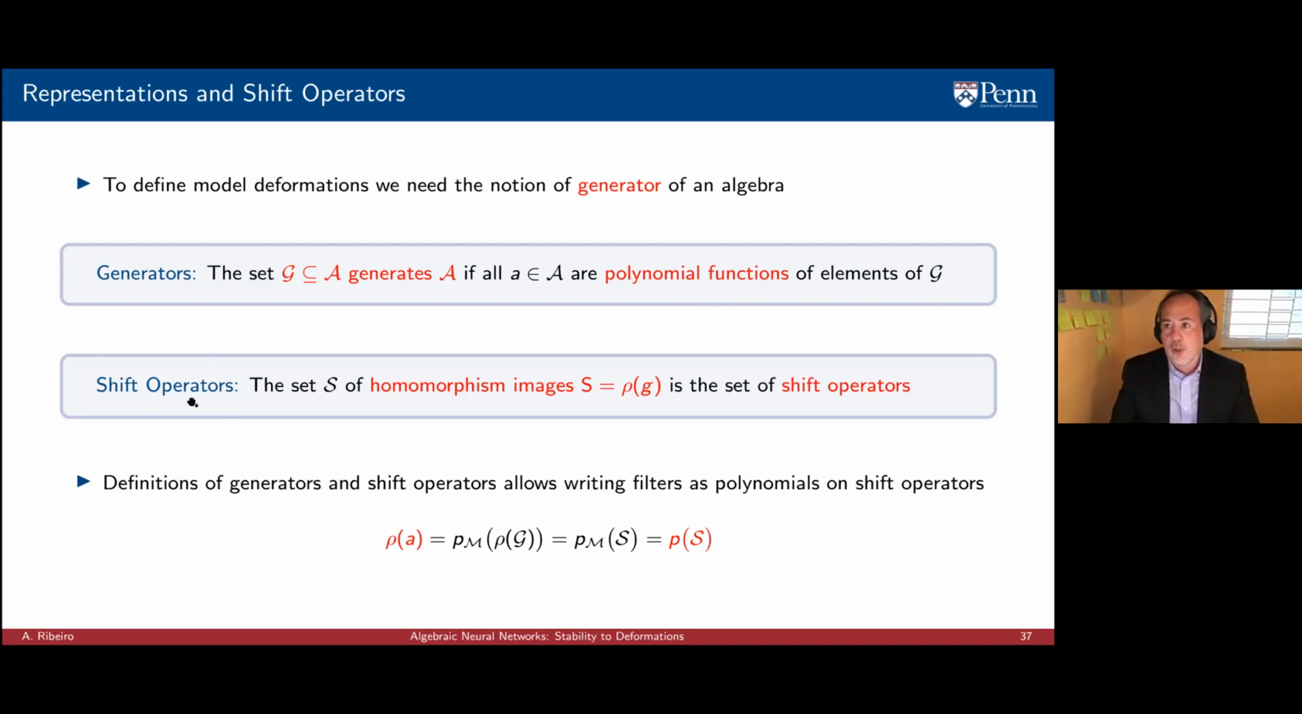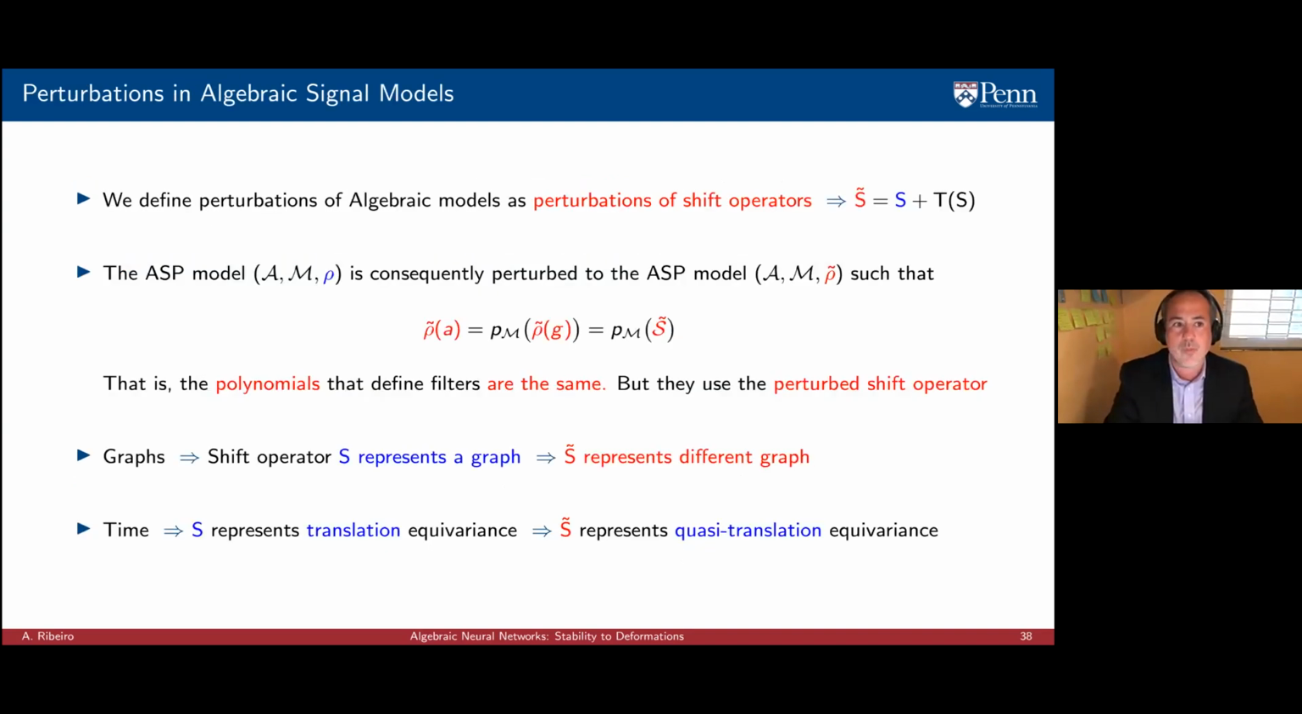The shift operator is defined as the set of homomorphism images of the set of generators. For each generator that you have, you compute the image through the action of the homomorphism, and that you call a shift operator. The reason why these definitions in terms of generators and shift operators are useful is because they allow us to write filters as polynomials on shift operators. This is a little insidious because it's independent of whether we are utilizing the algebra of polynomials or not. For whatever algebra, you can always write down your filters as polynomials on the shift operators.